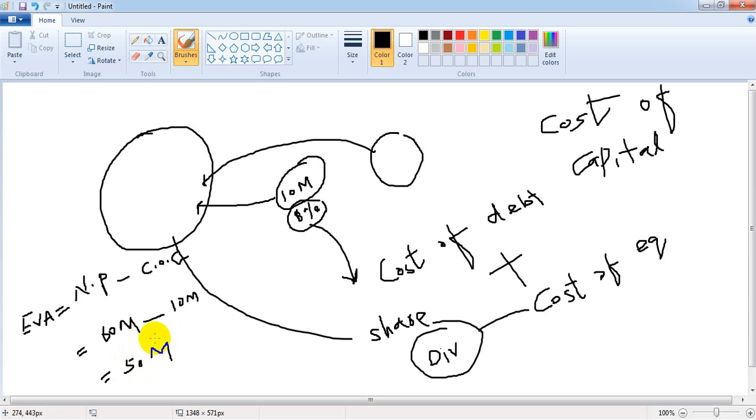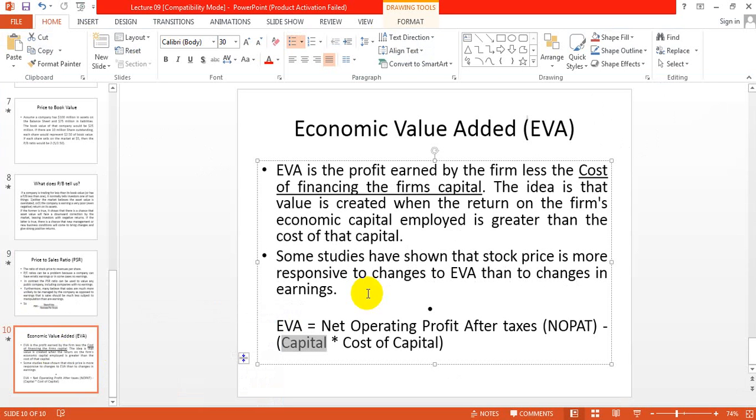Means the value which is added in the equity of the company. This 50 million which is left will be added to the equity of the company. So we call it economic value added.